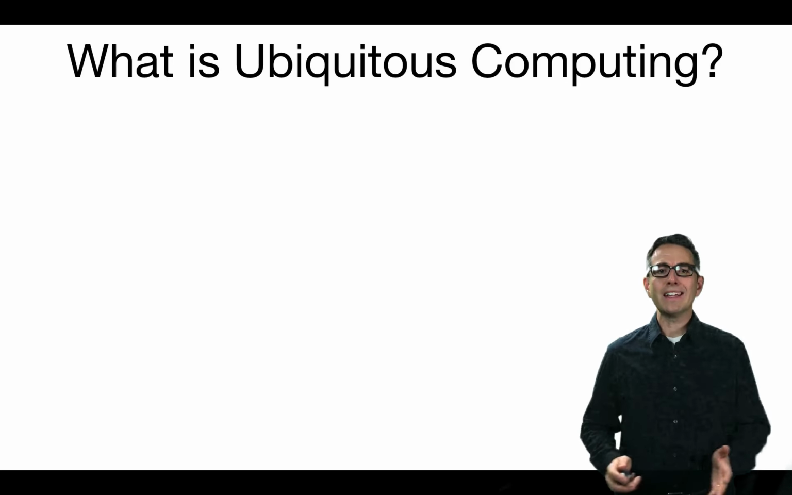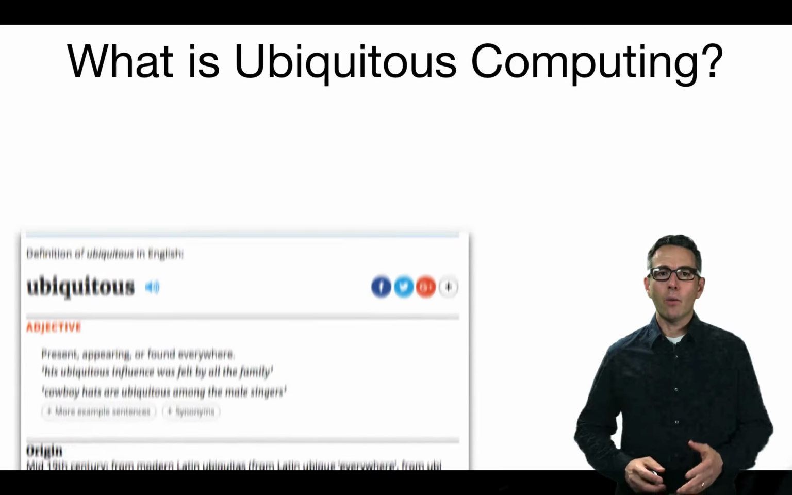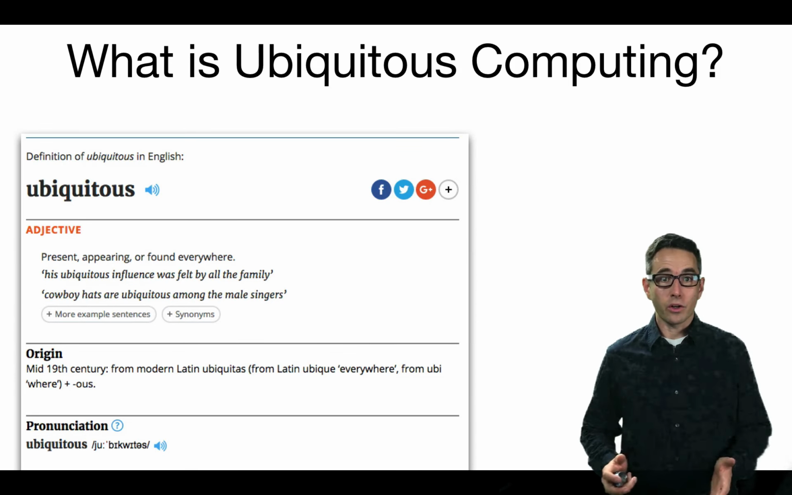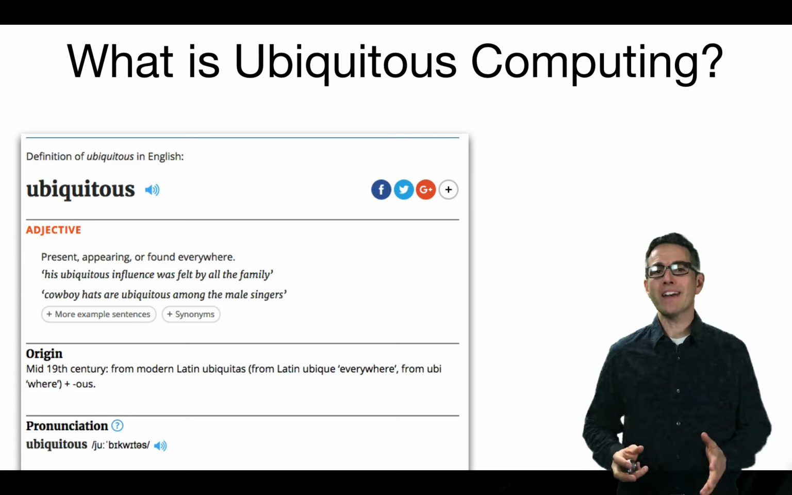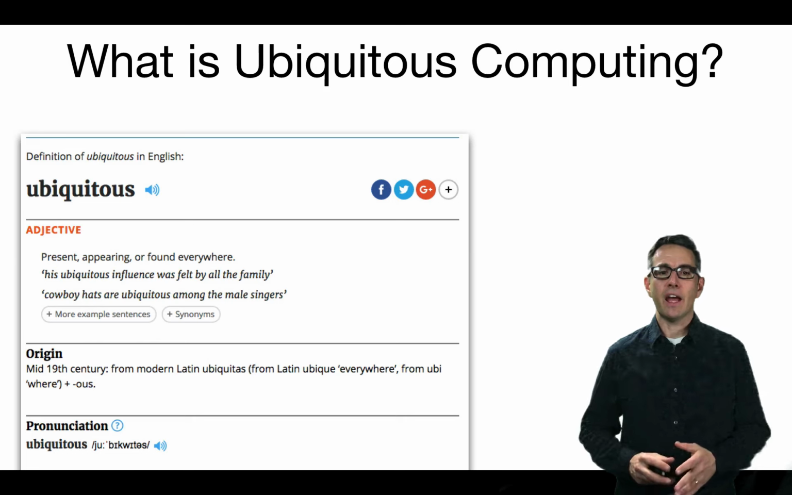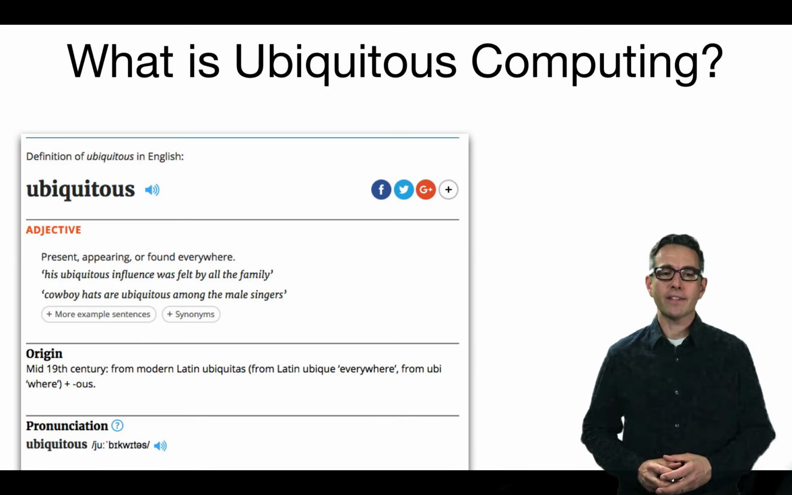So for starters, what is ubiquitous computing? Now, we could talk about it just in terms of the words themselves. Ubiquitous means something that's present or appearing everywhere, things that are found all around us. We might say that the air is ubiquitous, or in this dictionary entry, we might say cowboy hats are ubiquitous among the male singers.